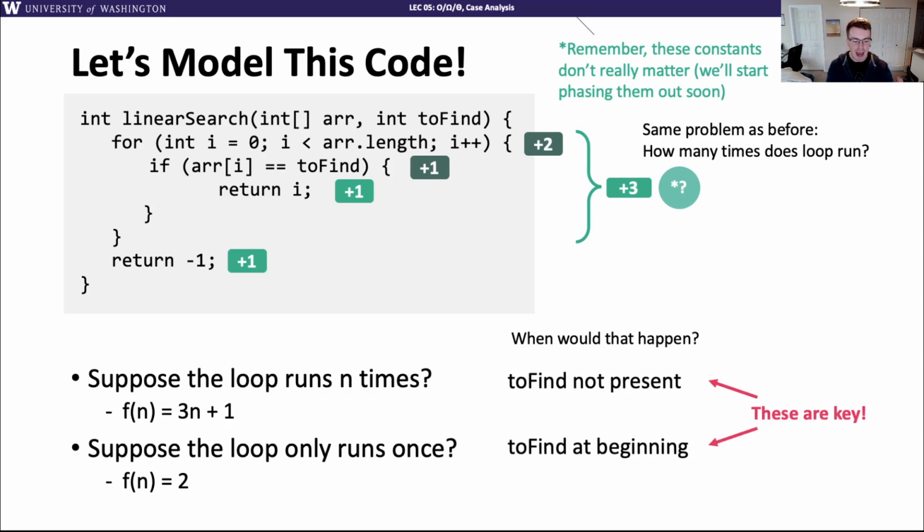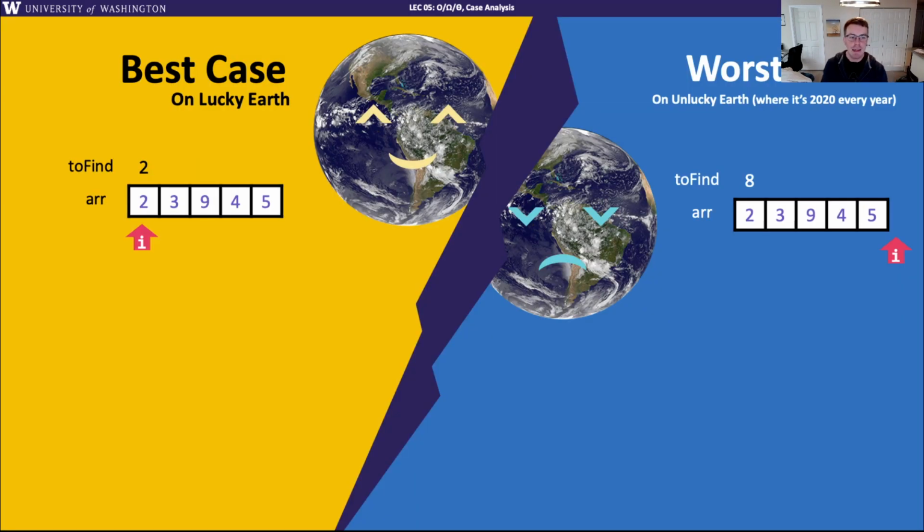The fact that we have to qualify these as happening in different cases motivates our need for introducing a context to our code modeling. So what we're going to do is introduce this idea of case analysis, thinking about different cases of your code, like if toFind is not present versus if toFind is at the beginning, and think about these as 2 separate planet Earths, 2 separate universes. In one of them, we always find the element at the beginning, and the worst case one is where we always find it at the end. These 2 cases are totally valid. They could happen, but we're going to consider them separately. We're going to do an analysis on them separately.